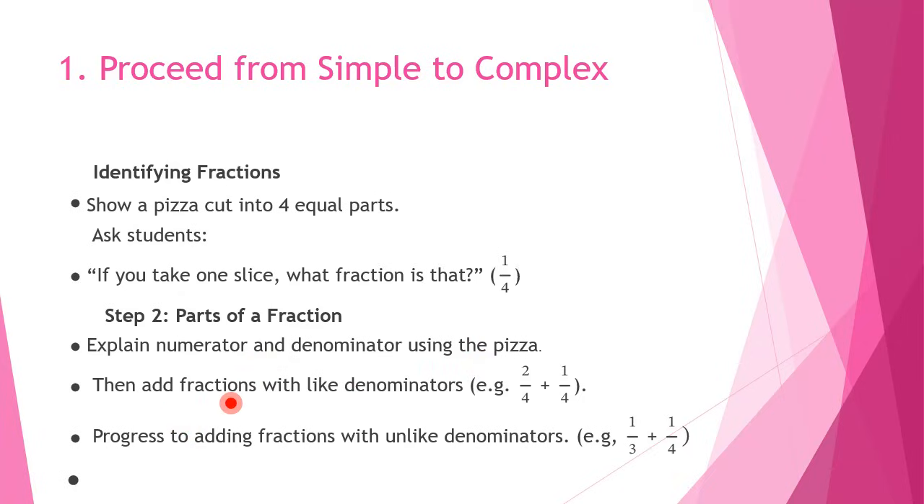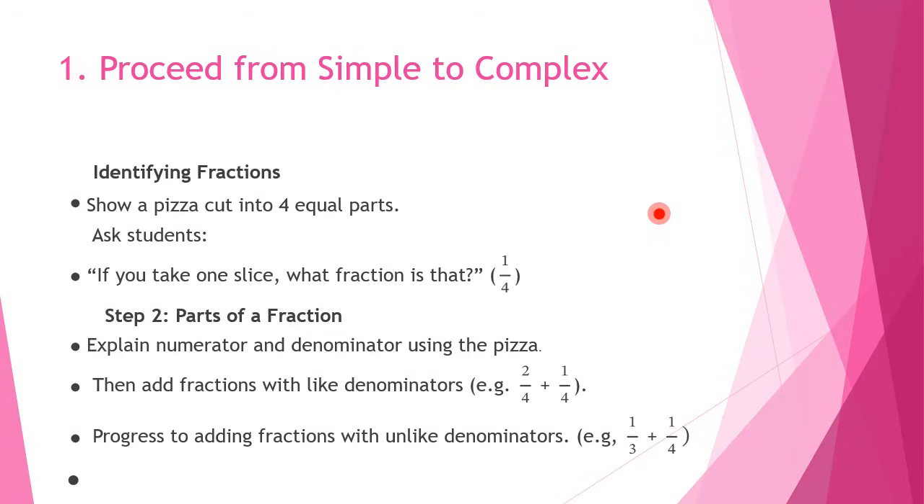Then you go ahead to add fractions with like denominators. I know we know what I'm talking about. So this is a step you have to go through in terms of proceeding from simple to complex. Now you can go ahead to add unlike fractions. So proceed from simple to complex. This is what it actually means. If you're teaching, make sure you know where to start from and where to end.